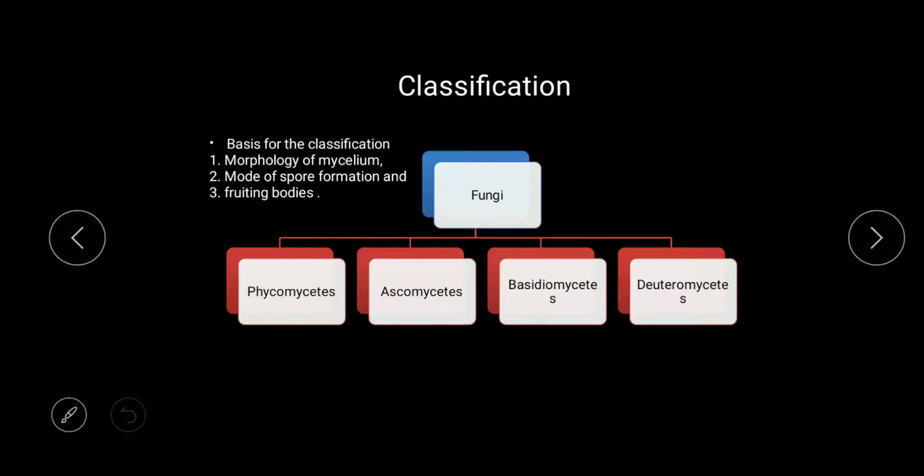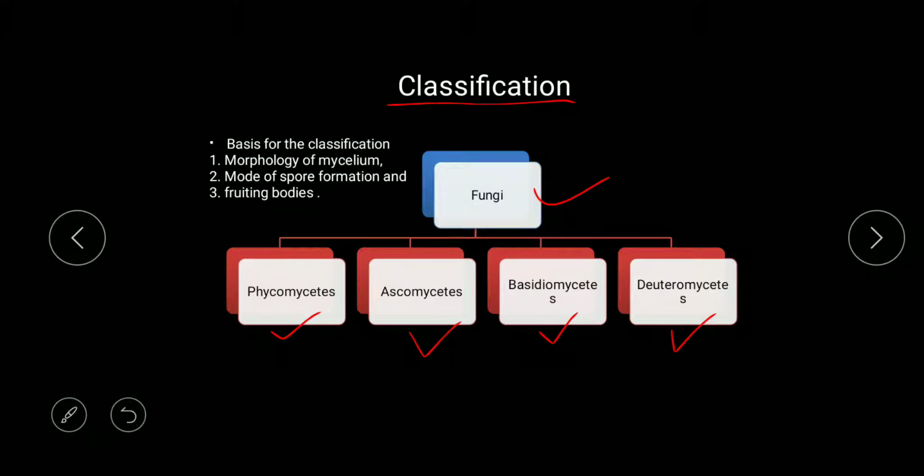Hello students, now we start with the next topic, that is the classification of fungi. Till now in the previous class we have studied the different characteristics of classification, the nutrition methods and reproductive methods, the cell wall structure, all these characteristics we have discussed. Now we are going to discuss the classification in detail. Fungi are classified into four groups, that is Phycomycetes, Ascomycetes, Basidiomycetes and Deuteromycetes.